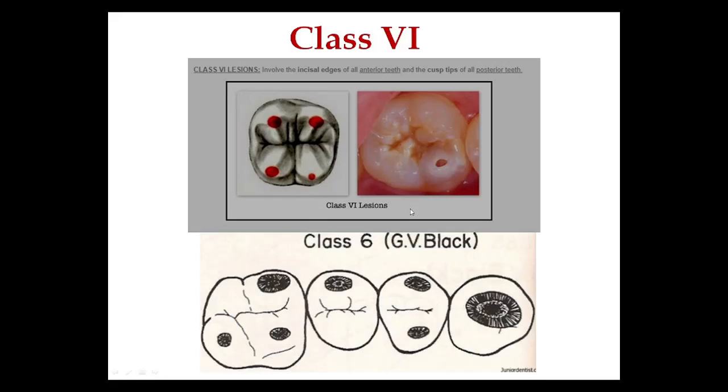And class number 6 involves the incisal edges of all anterior teeth and the cusps, tips of posterior teeth. Incisal edges of anterior teeth and cusps, tips of posterior teeth. Not a typical affection, not a typical localization, so it is a special class number 6 according to Black.